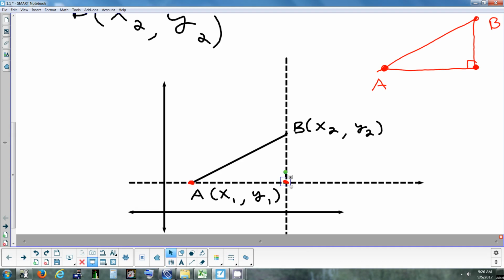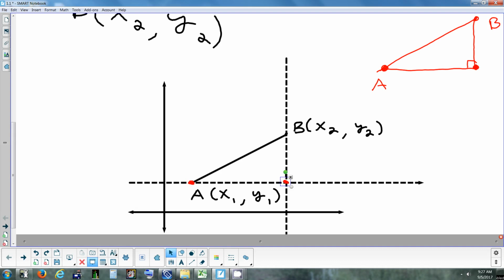How about Paige? Yeah, that's x2. How do I know it's x2? Because it lines up vertically with another point. Any points that line up vertically have the same x coordinate. Points that line up horizontally, like A and that one I just highlighted, have the same y coordinate.